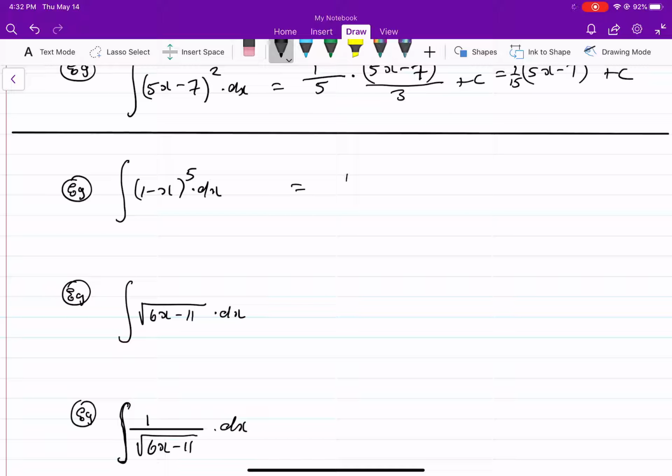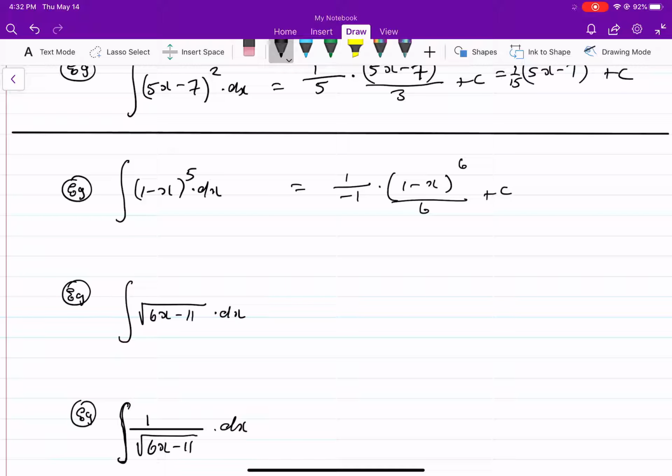It's 1 over the derivative of what's in the brackets. When I differentiate what's in the brackets, the 1 minus x, I will get minus 1, times the f of x, which is 1 minus x to the power of 5 plus 1, which is 6, over 5 plus 1, which is 6, plus c.